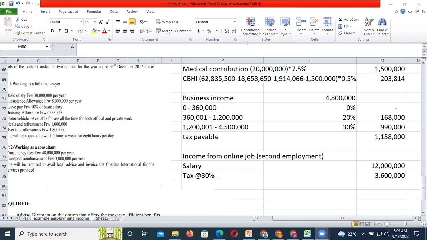CBHI, those deductions come again. Where? On what? I'm not getting the question. Make it clear. Last part, okay.